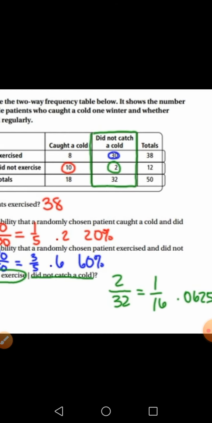You will take the common number between exercise and didn't catch a cold. So it will be 30 over 50 equals 3 over 5. You can write it as a fraction, as a decimal, 0.6, or as a percent, like 60%.